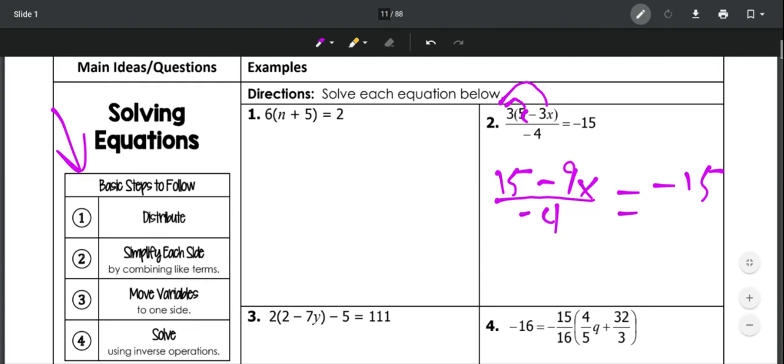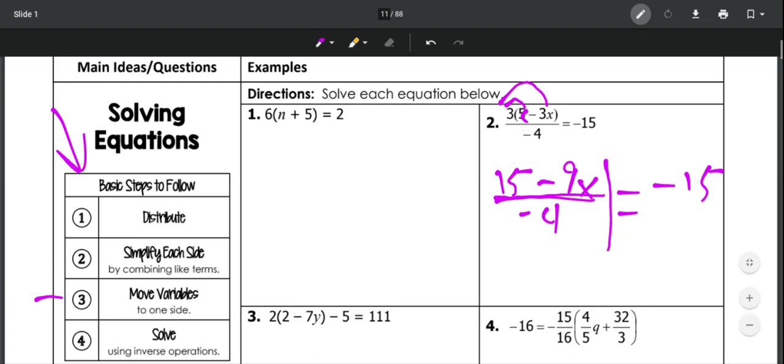Now, we need to simplify each side and combine like terms. Well, this division here, we can't combine any of that right now. So I'm going to draw my line and look on the left and right side just to be sure. We can't do anything with the top or the bottom, and we also can't do anything on the right side.